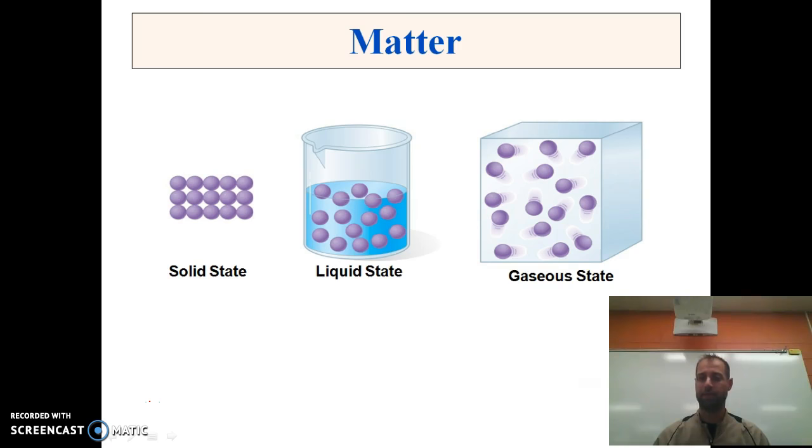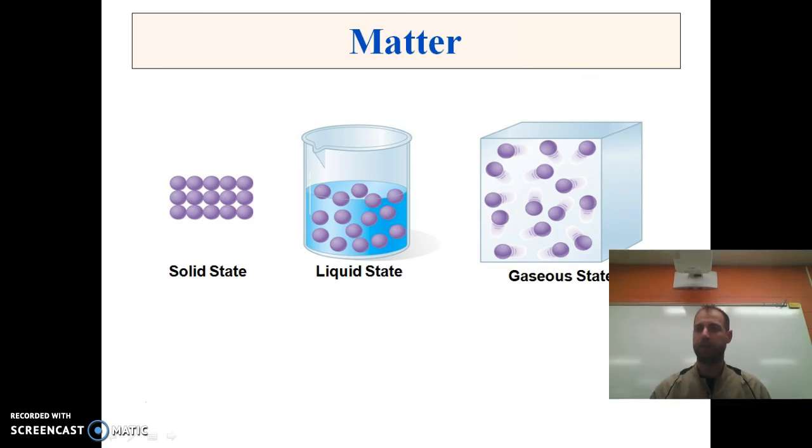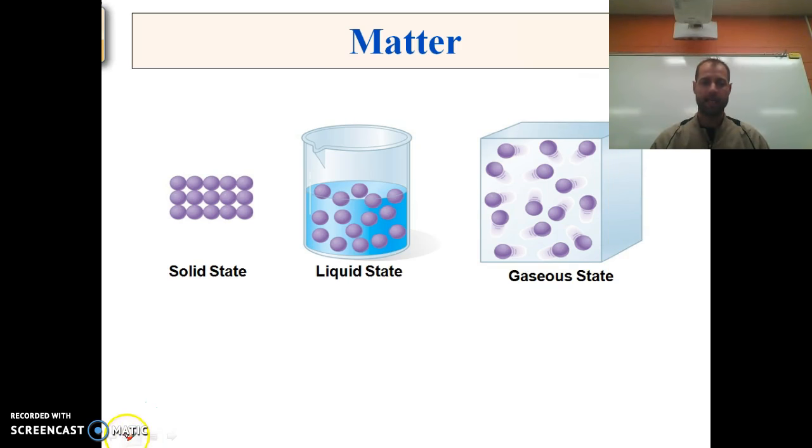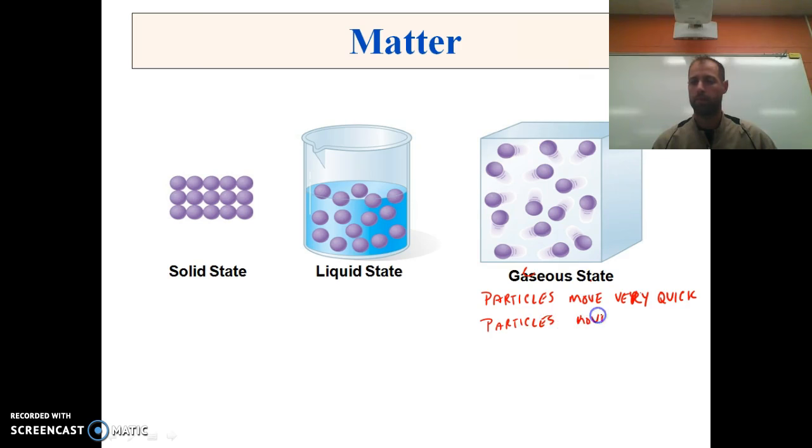Matter can exist in three different states, and if you allow me to move my picture here for a moment, in the gaseous state, we are going to have the particles move very quickly. And they're also going to be able to move freely around the container. So there's no bonds in the gaseous state to connect these molecules or these atoms, and so these atoms can just move around wherever they need to.